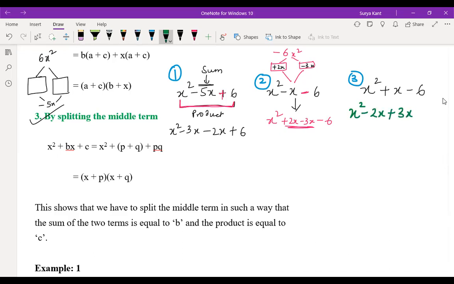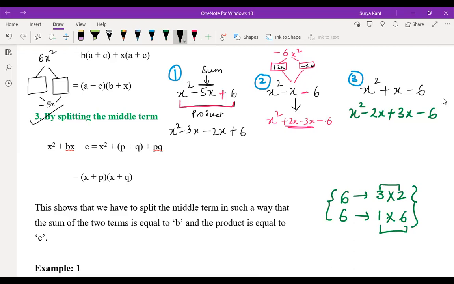Clear, Sai Charan? See, if you have doubt, you can do it like this. 6 can be a multiple of 3 and 2. Or 6 can be a multiple of 1 and 6. Apart from this, you don't have any other multiples of 6, right? So 3 and 2, you can take, and 1 and 6 is a possibility. That's it. Understood, everyone?